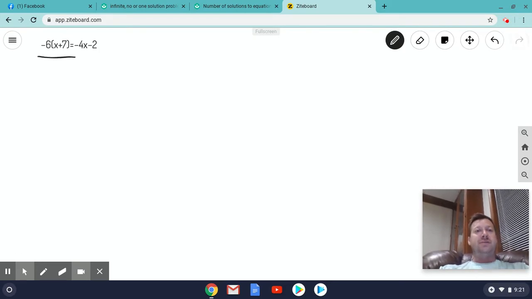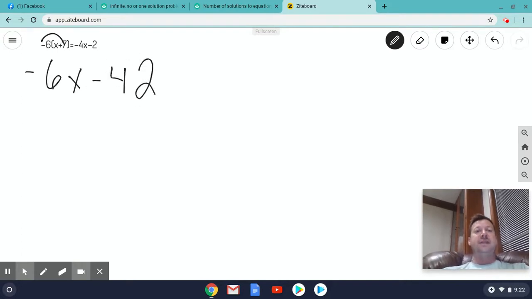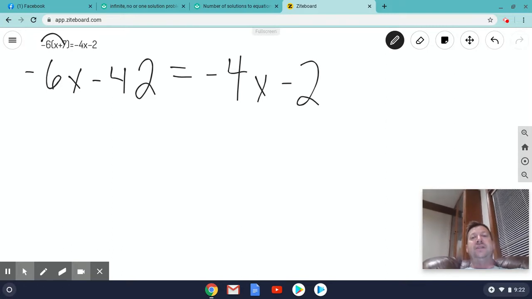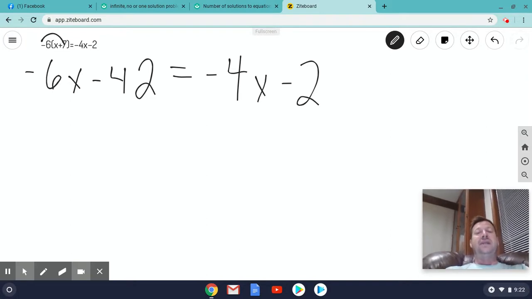So I've got a distributive property problem right there where I need to multiply that -6 times x, and I get -6x. Then I'm going to take -6 times 7, and I get -42. Also looks like -42 equals -4x minus 2. Now I can look at this right now and see that both sides of that equation are not identical. So I know it's not going to be infinite solutions. So I now have variables on both sides.